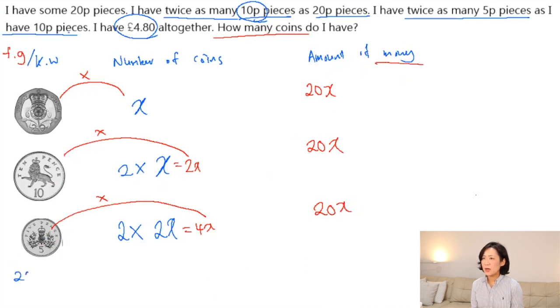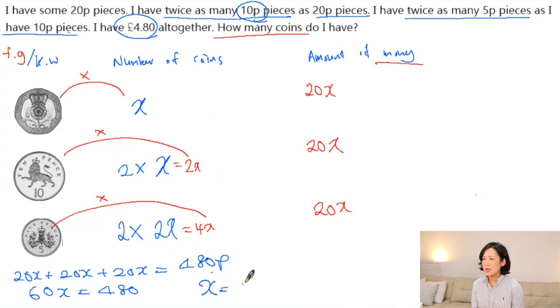Then we also know that the total amount of money, when you add them all together, gives you 480, since it's all in pence, right? Adding them is 60x, which gives you 480, so x is 480 divided by 60, and that gives you 8. Remember what x was? x is the number of 20p coins. Now 2x is 2 times 8, which is 16, the number of 10p coins. The number of 5p coins is 32, right?